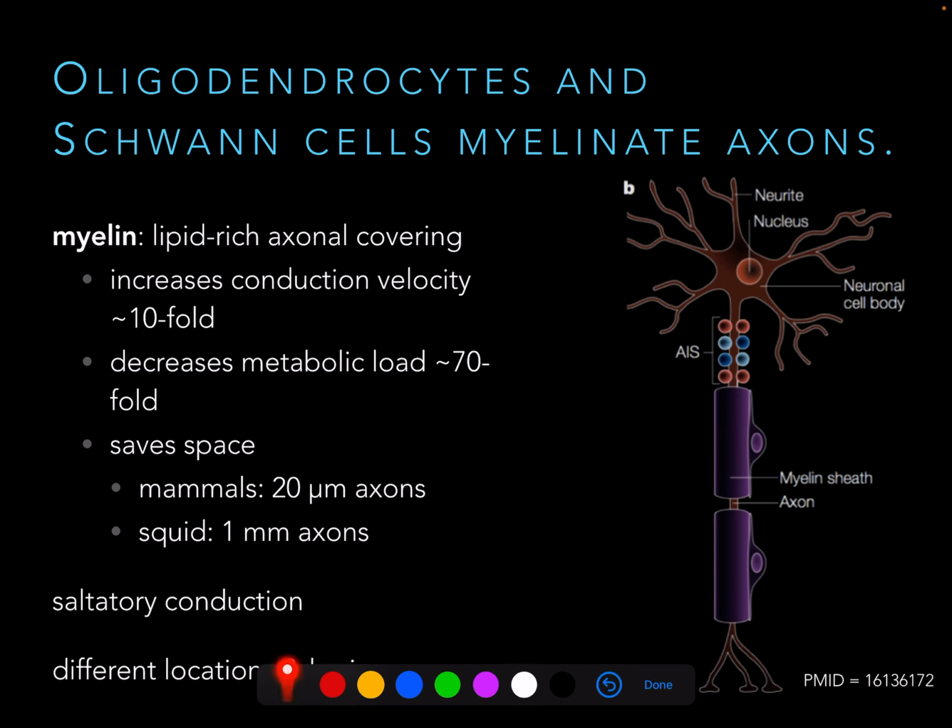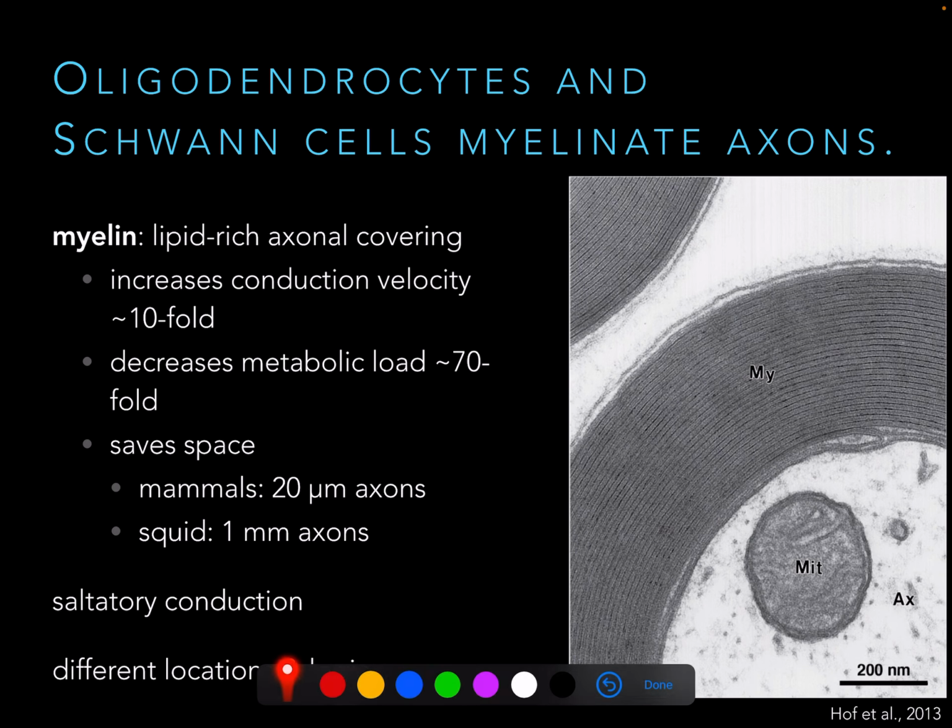We'll start with the myelinating glial cells. Oligodendrocytes and Schwann cells create myelin, which is this lipid-rich covering of the axon. Here it is shown in purple. Here it is shown in real life. So here's a cross-section through an axon. We can see the axon here. Here's a little mitochondrion that got sliced. And then we have layer upon layer upon layer of myelin, which insulates the inside of the axon from the outside of the cell.